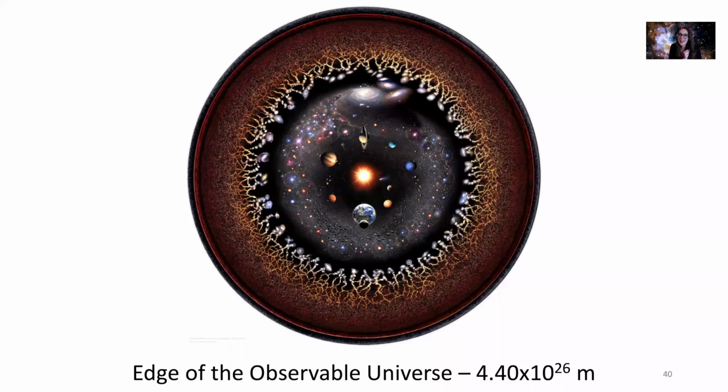And then finally, the edge of our observable universe, we expect to be around about 4 times 10 to the 26 meters away from us. And remember, the size of a proton is about 10 to the minus 15 meters. So that's 40 orders of magnitude from little proton to the edge of our observable universe. Everything that we know fits within 10 to the 26 meters.